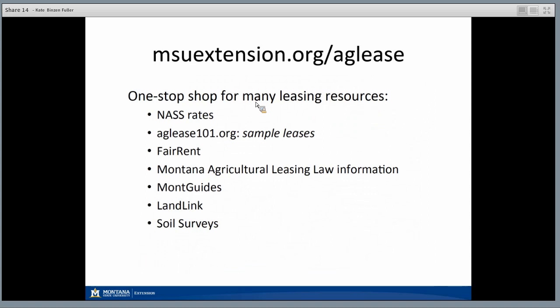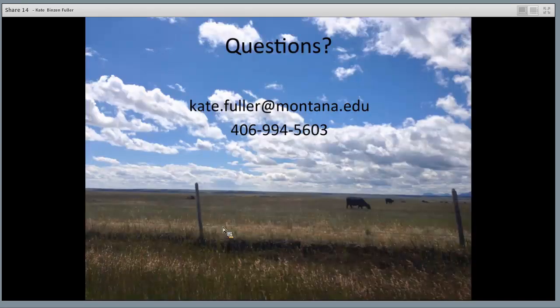Lastly, just another plug for our website. You can find all the tools I just mentioned on there. So those NASS rates I showed you for the county and for the state, links to Ag Lease 101, Fair Rent, Land Link, that land listing website that I showed early in the presentation, the Montguide guides I talked about, the Ag Leasing Law webinar by Terry Shaplow, and then links to those soil surveys as well.